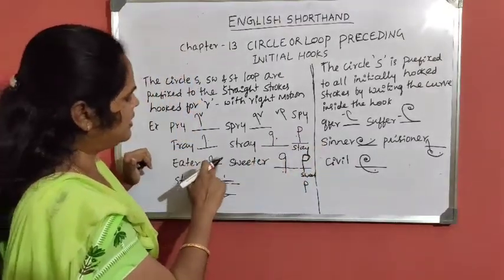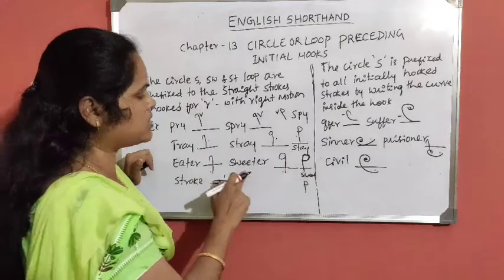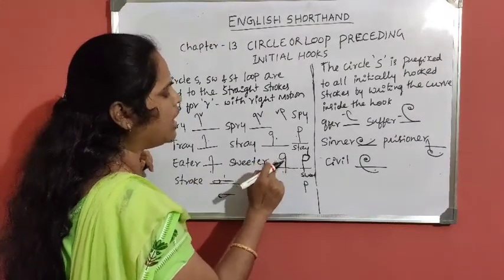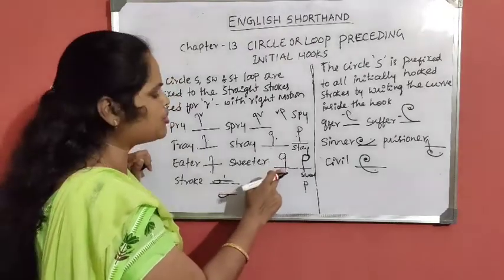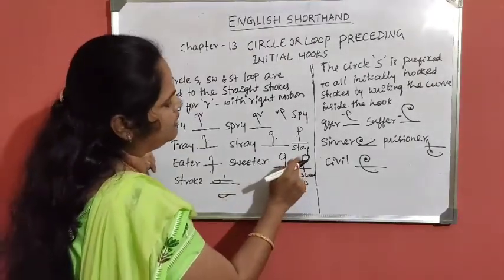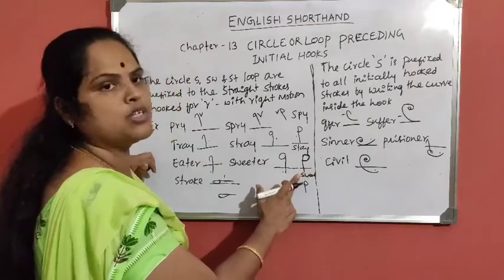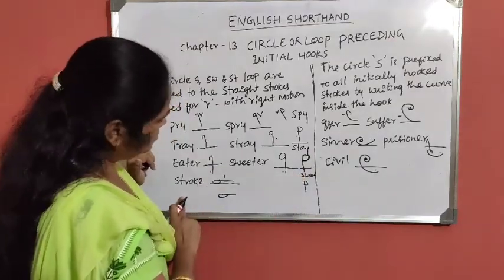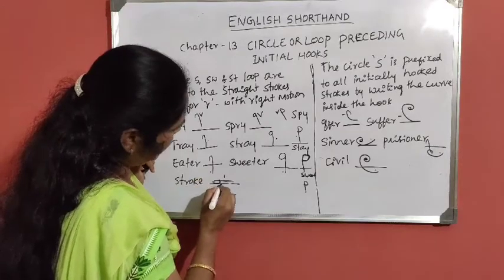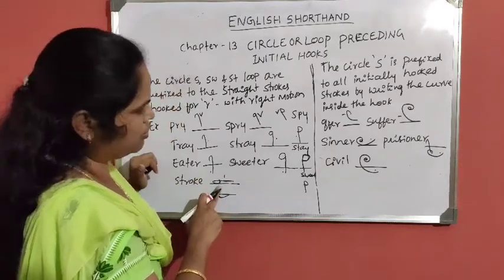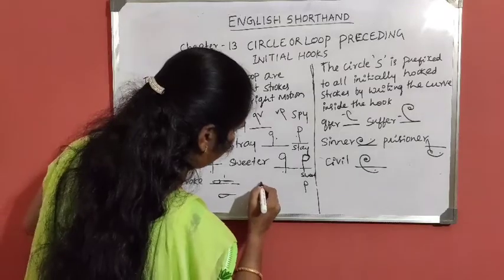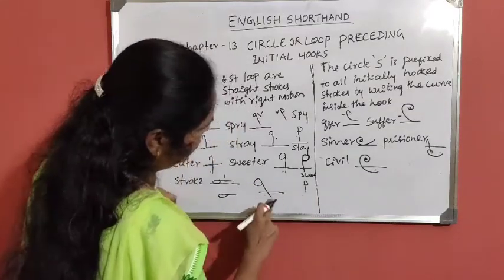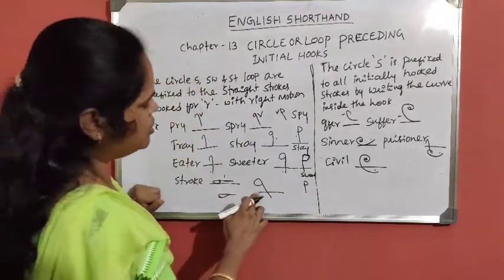Then eater. T through the line with E vowel. Sweeter. Large circle of S plus T with the R hook. This is with the right motion. Sweeter. If you write with the left motion, this will become sweet. Then stroker. Sorry, stroke. Like this you have to write. Stroke. Then for sweeper, with the right motion, if you write like this, this will become sweeper.